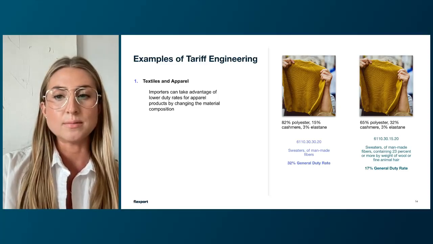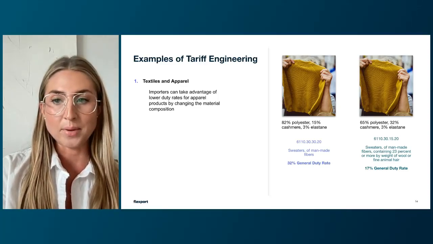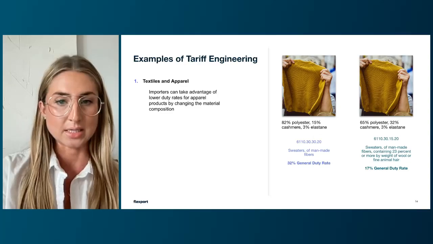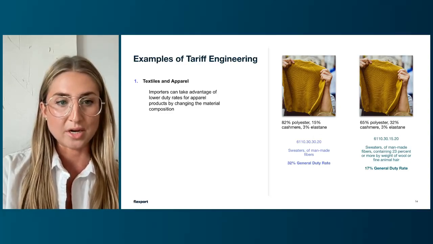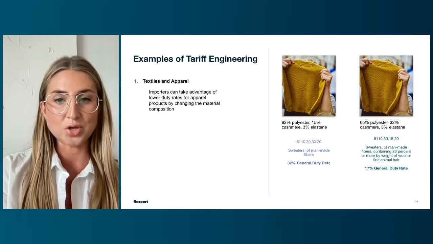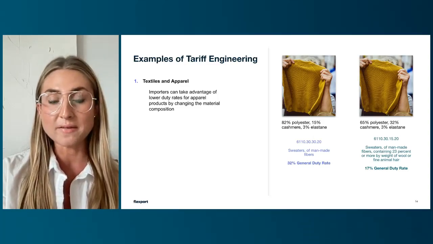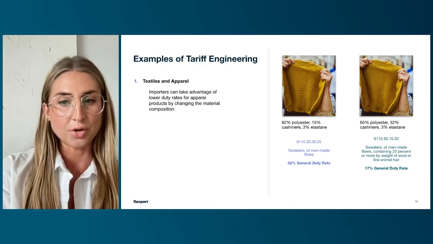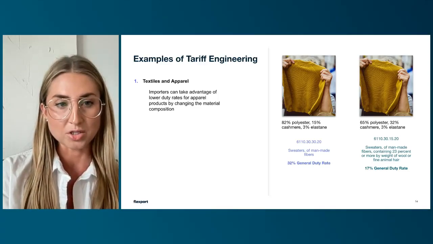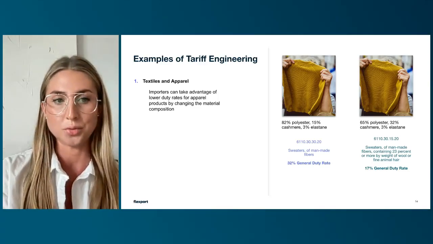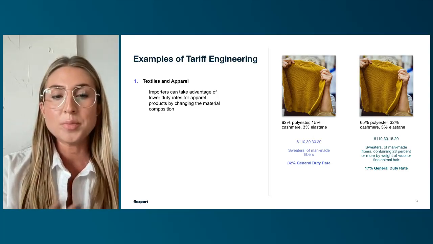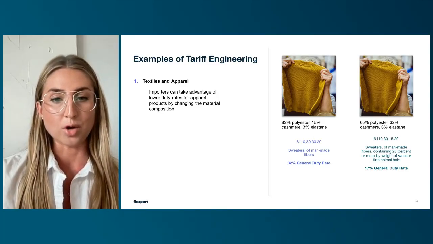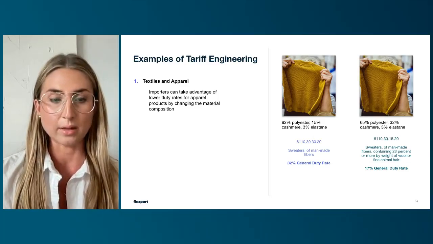So this is by far the most common type of tariff engineering that we see as a team. That is the tariff engineering of apparel items. So by changing what seem like fairly minor details, in this sweater, for example, the material composition, it's a very, very minor detail, or it seems to be that way to someone just looking at this, you could potentially cut the duty rate owed on an imported product significantly.